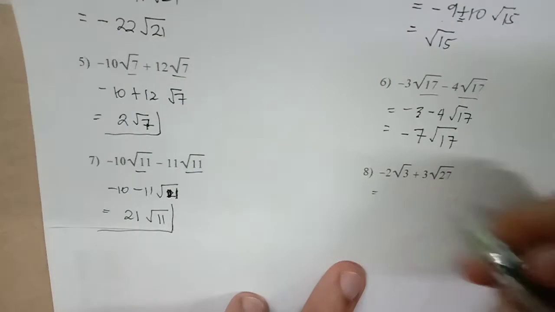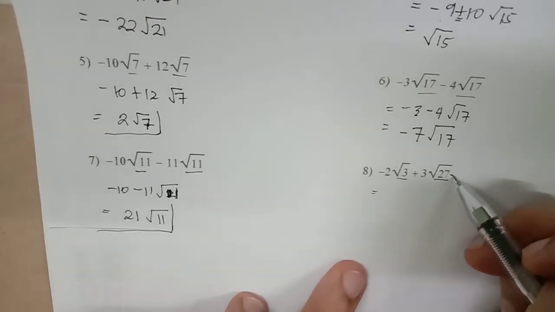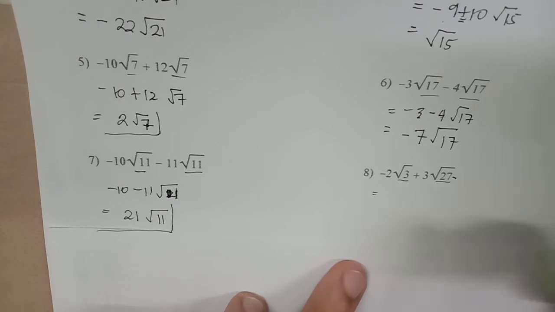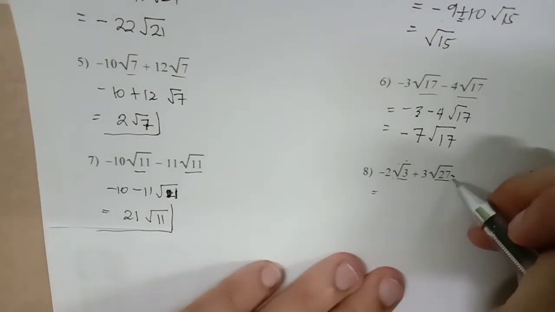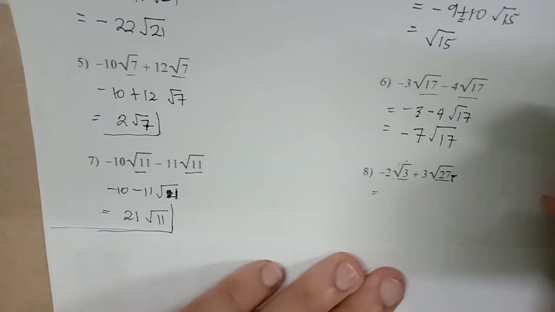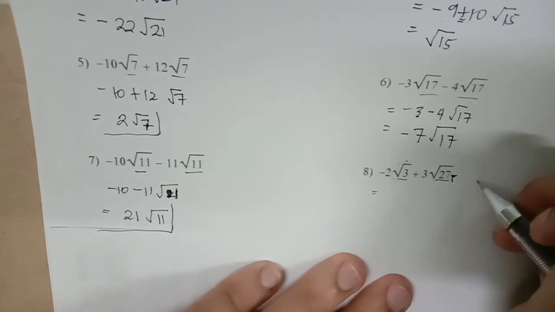So, number 8. Ito po, kung mapapansin niyo po, magkaiba po sila ng loob. Okay, so magkaiba po sila ng loob. So, ang gagawin natin, i-factor out po natin tong isa para magkaparehas na po sila. So, ano po ang factor ni 27 na kung saan meron po siyang perfect square na isa at yung isa ay hindi. So, that is very good.